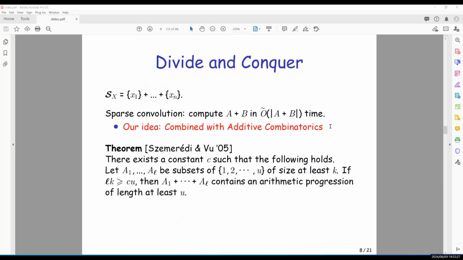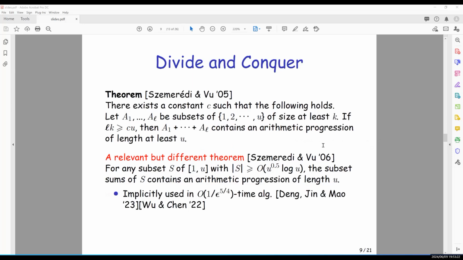So in this paper, we use a completely different approach. We use additive combinatorics. More specifically, we shall use this theorem of Szemerédi and Vu. The theorem, very roughly speaking, says: let's consider a sequence of integer sets where U is their largest element. What can we say about their subset sums? Well, if their total cardinality is large, then their subset sums must contain a long arithmetic progression. This theorem allows us to claim some useful property of the subset sums of the A_i's without actually computing them, and this will be very useful in bringing down the running time.